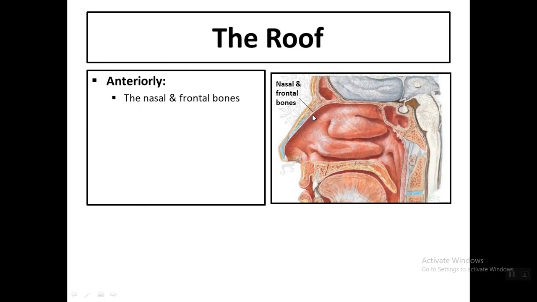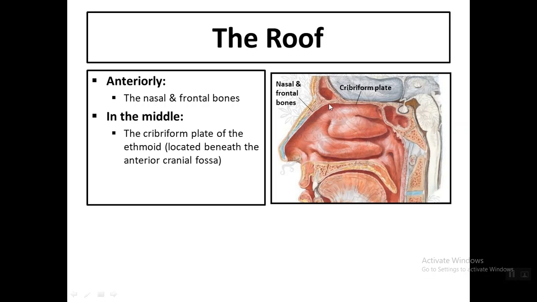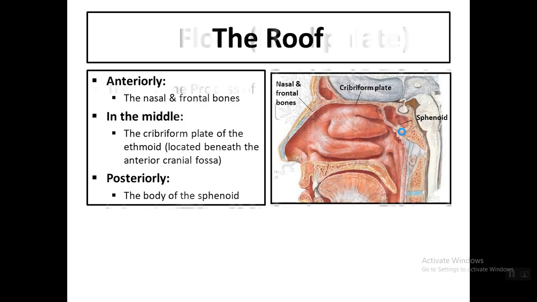First, the roof. Anteriorly, it is formed by the nasal bone and the frontal bone. In the middle, the roof is formed by the cribriform plate of the ethmoid, located beneath the anterior cranial fossa, and posteriorly it is formed by the downsloping body of the sphenoid bone. This is the roof of the nasal cavity.